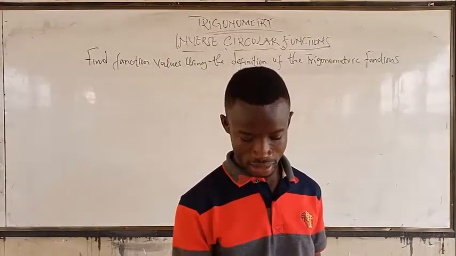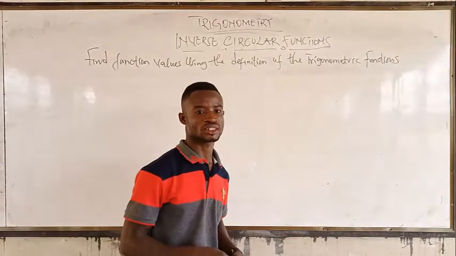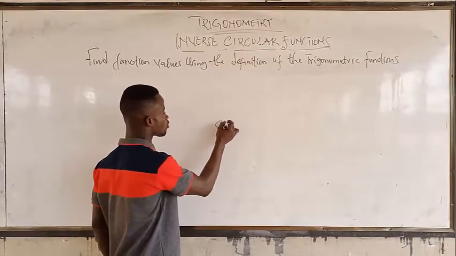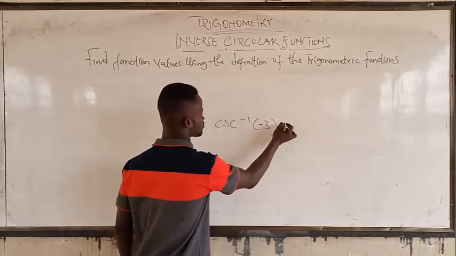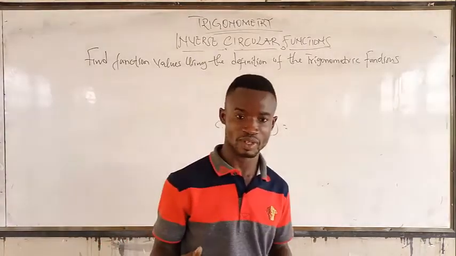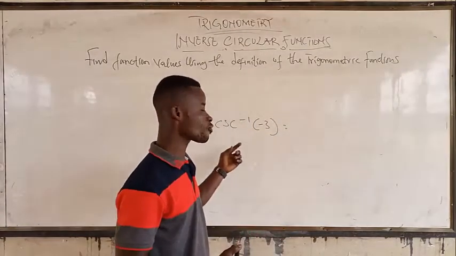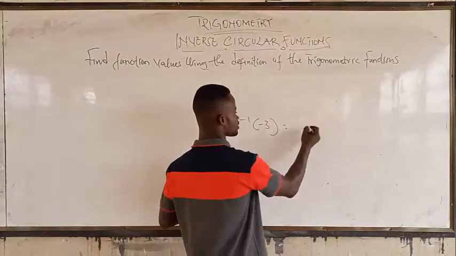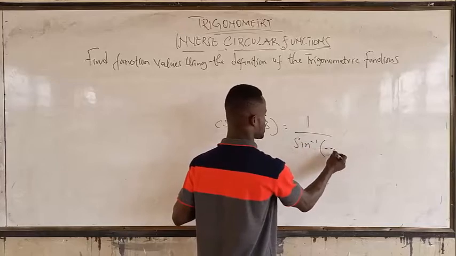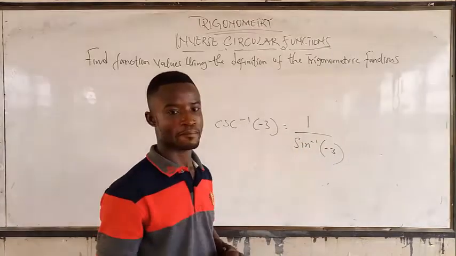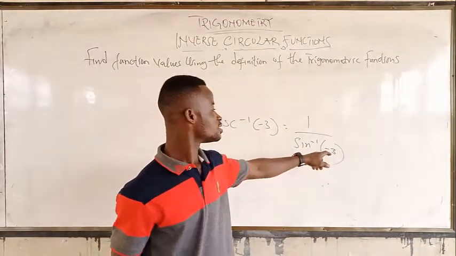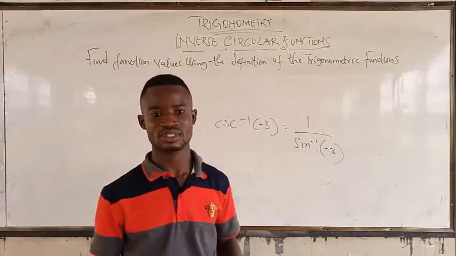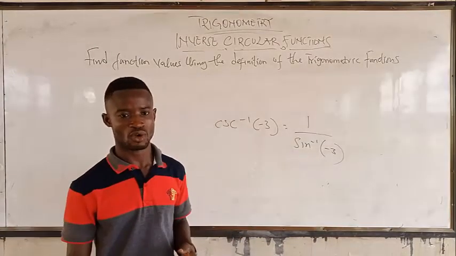I would like to answer somebody's question on how do we find, let's say, cosec inverse of -3. It's just simple, alright? First of all, know that the reciprocal of sine is cosec, so this one is the same as 1 over sine inverse of -3. And the question is, can you find sine inverse of -3? If yes, then you can get that for cosec.